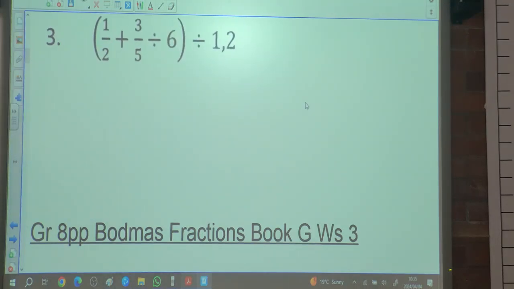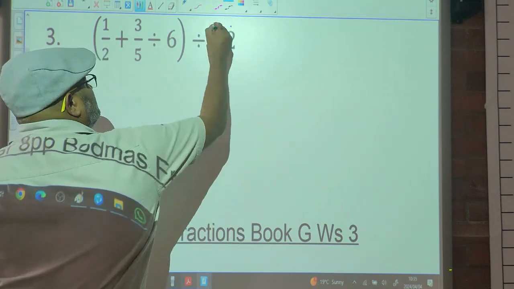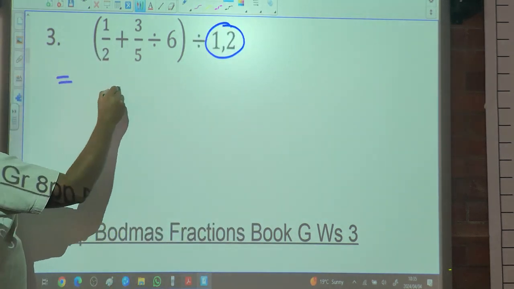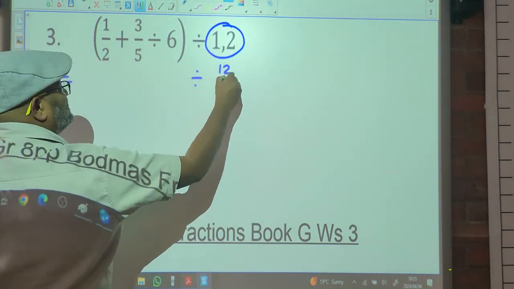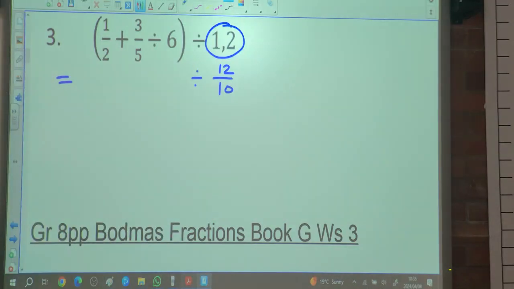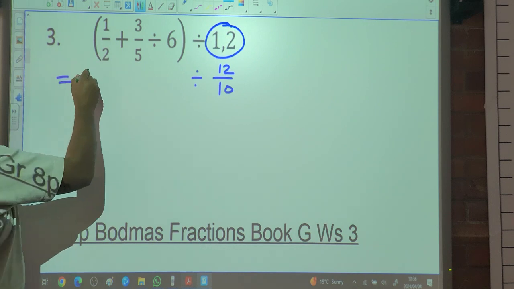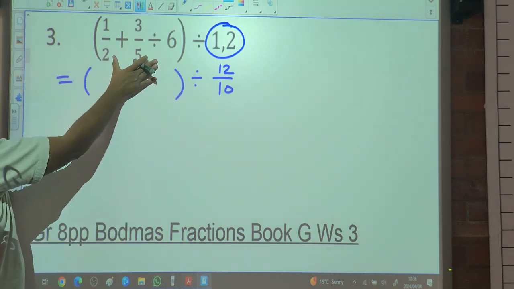Number 3, we've got a half in brackets plus 3/5 divided by 6, close brackets, divided by 1.5. Where do I start? 1.2, sir. Sorry? You can change the 1.2, yes, to what? 12 over 10. But the brackets, what can be done in the brackets? What must be done first in the bracket?